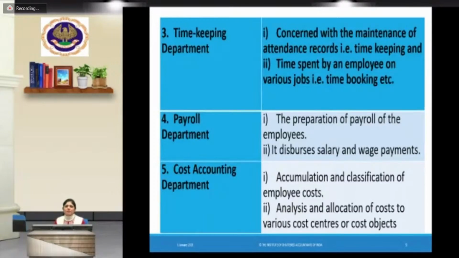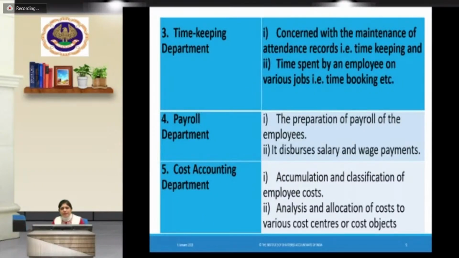Timekeeping department says, okay, this is the time the worker or the employee has entered the organization or the factory gate, and the time at which the person leaves the organization in the evening or after the work gets over. So entry and exit time, basically, that is timekeeping. So keeping the attendance records.